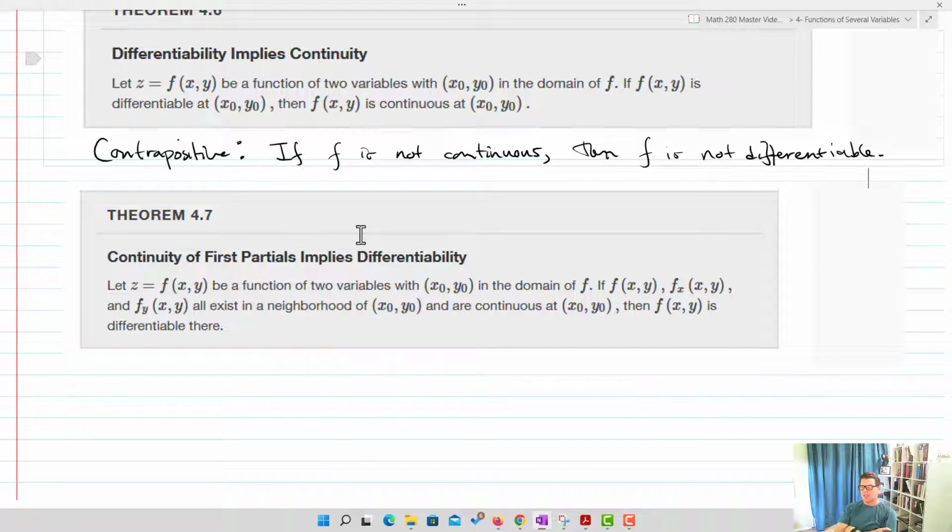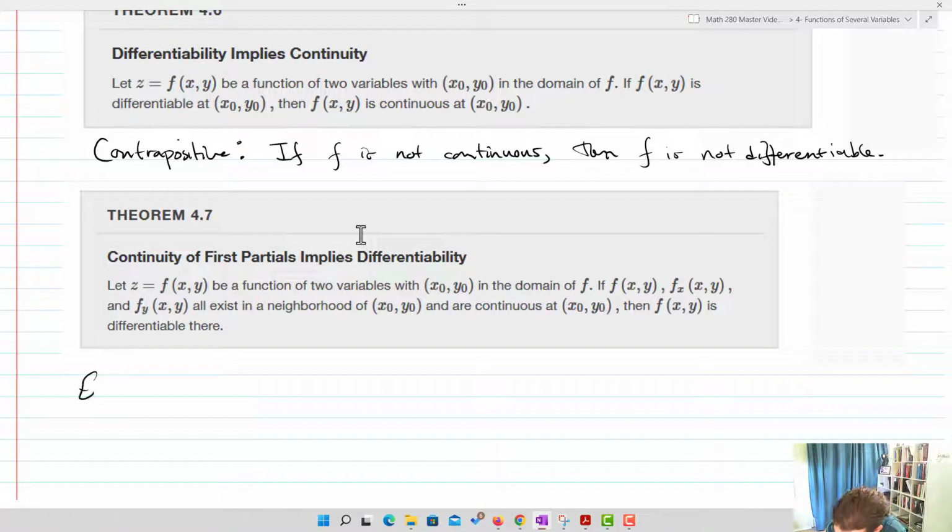Okay? So in this case, it might actually be an easier thing for us to show that if one of the partials is not continuous, then the whole function is not differentiable. So let's take a look at an example.